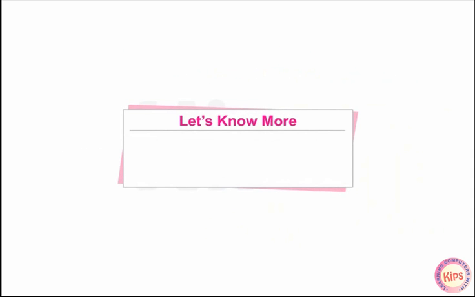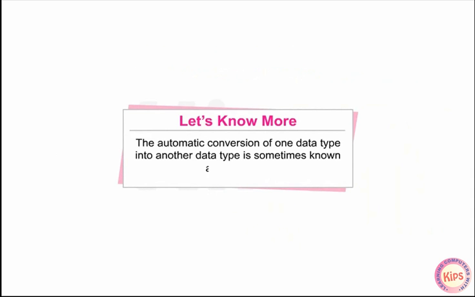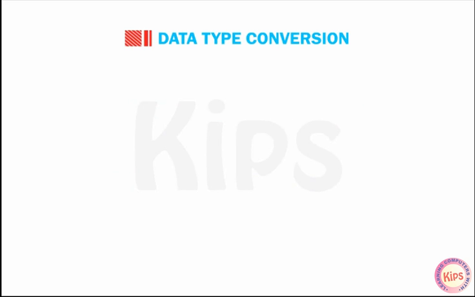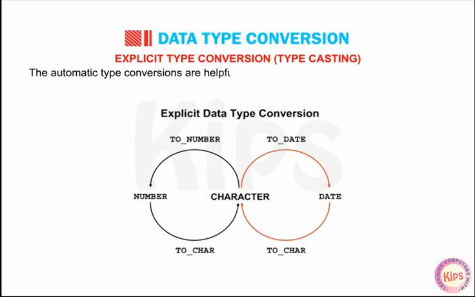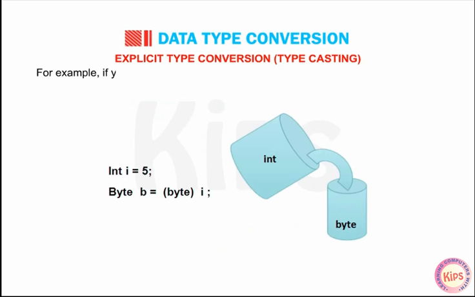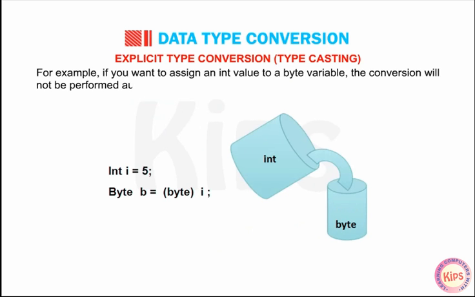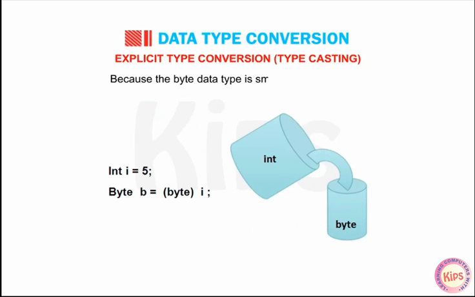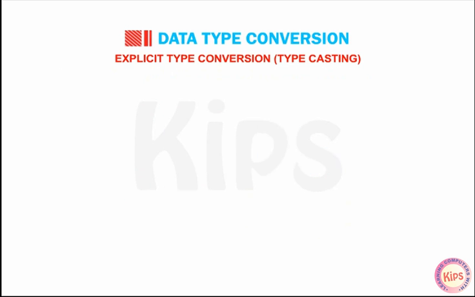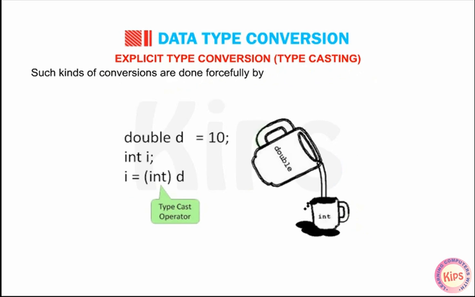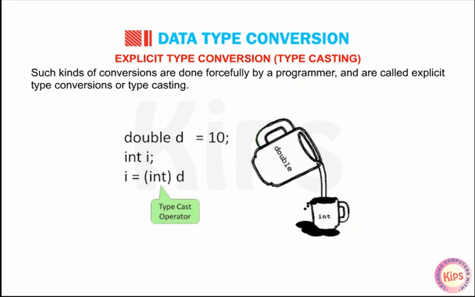Let us know more. The automatic conversion of one data type into another data type is sometimes known as implicit type conversion. Explicit type conversion, typecasting. The automatic type conversions are helpful, but they do not fulfill the user requirements completely. For example, if you want to assign an integer value to a byte variable, the conversion will not be performed automatically because the byte data type is smaller in size than integer. Such kinds of conversions are done forcefully by a programmer and are called explicit type conversions or typecasting.